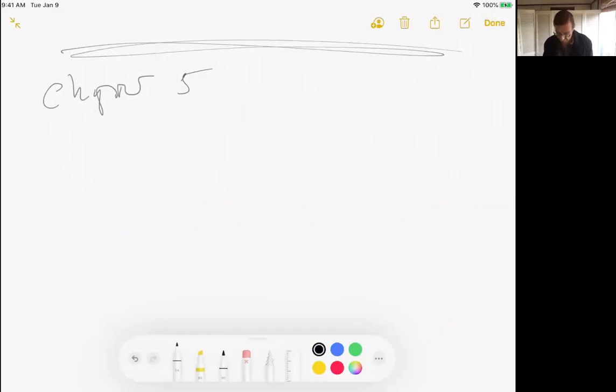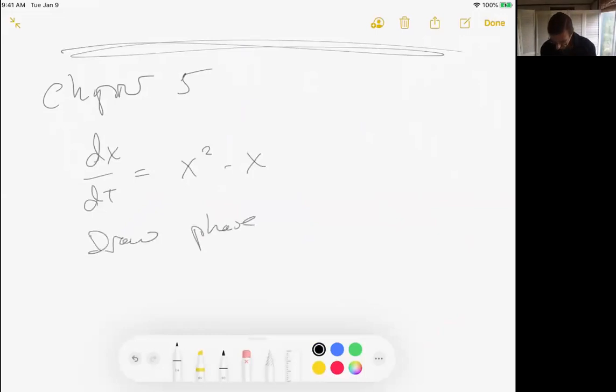And then again, if you want to do this in 3 dimensions, 4 dimensions, it's not much different. Just as a reminder, the book doesn't do this, and I don't know why, because they laid all the groundwork for it before. But let's say I have a system like dx/dt equals x squared minus x, right? And I asked you to draw the phase line. What's the first step?